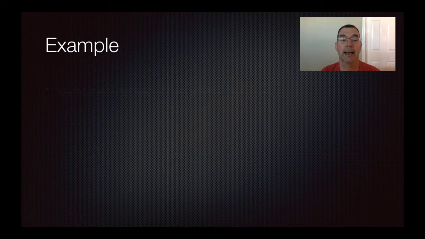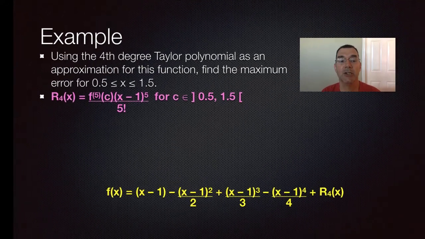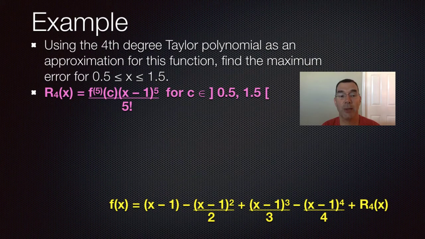All right. Another example, if I wanted to use the 4th degree Taylor polynomial, which there it is at the bottom of the screen, if I wanted to use that to approximate this function, what's the maximum error that I would run into if x was somewhere between 0.5 and 1.5? So the error term is going to be the 5th derivative evaluated at c times x minus 1 to the 5 over 5 factorial. All right, and c is somewhere between 0.5 and 1.5.